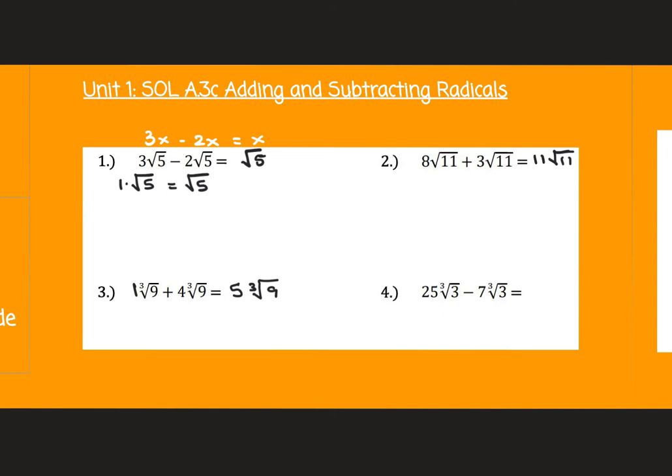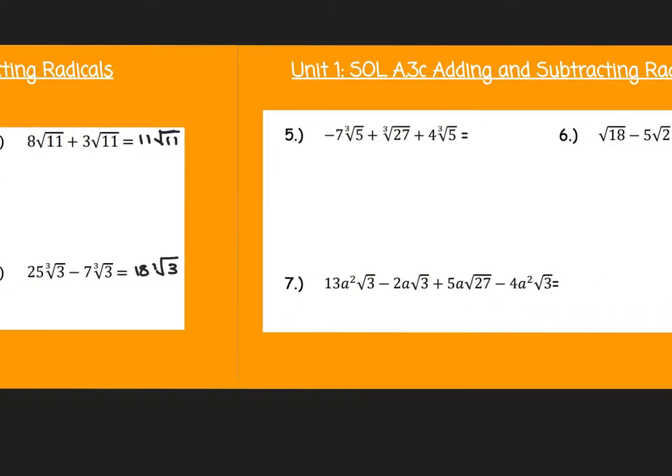And for the last one on this page, I have 25 times the cube root of 3 minus 7 times the cube root of 3. So here I see I have 25 minus 7. 25 minus 7 is going to give me 18 times the cube root of 3. All right, so for these 4 examples, we just looked at when our radicand is the same, whether it is a square root or a cube root. Now we're going to take a look at some examples of when my radicands are not the same.